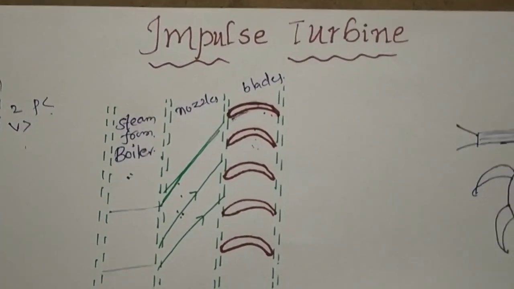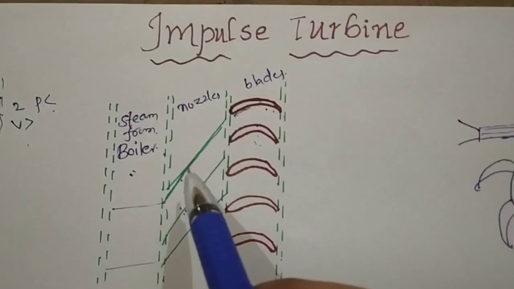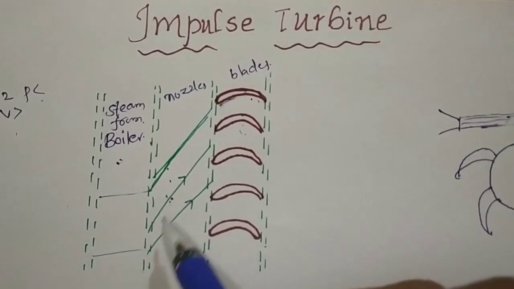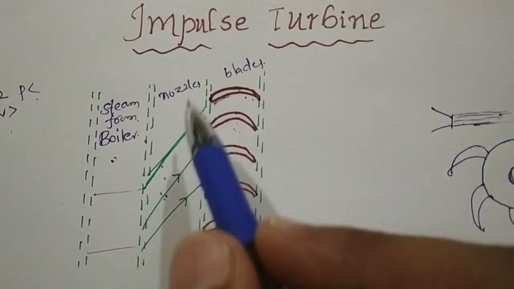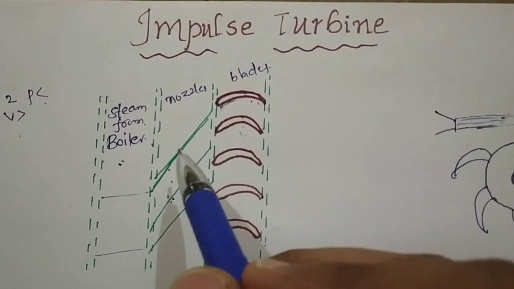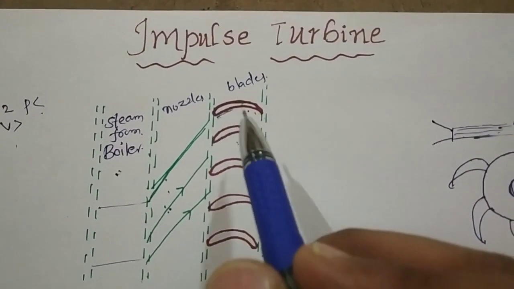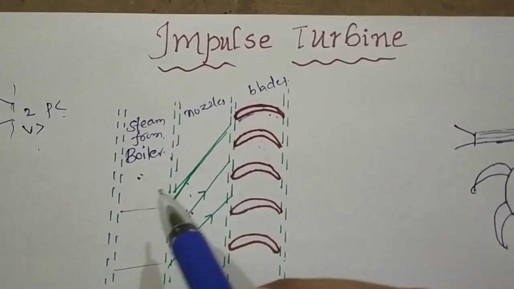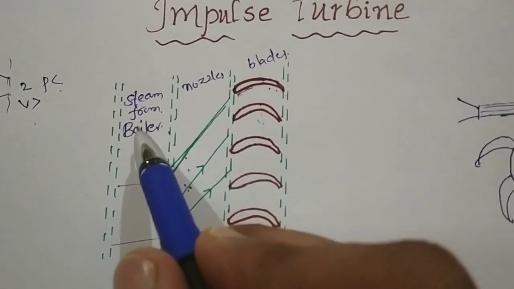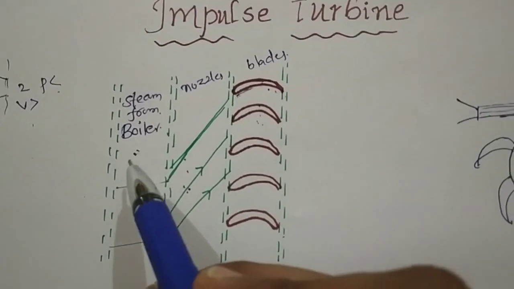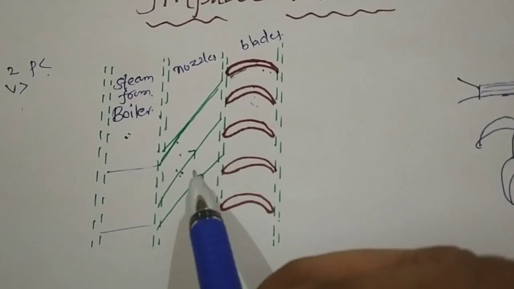Impulse turbine is a device. It consists of a set of fixed nozzles. Here some fixed or stationary nozzles will be placed, and after that it consists of a row of moving blades. Now the steam will be supplied from the boiler. From the boiler the steam enters into the nozzle.